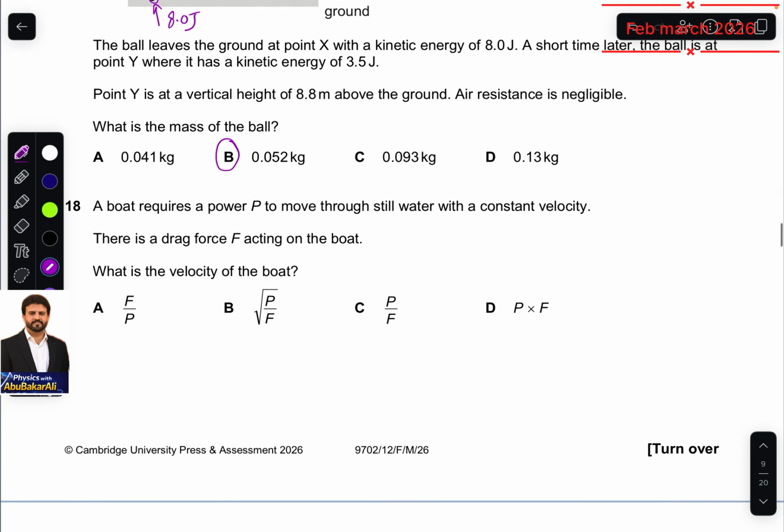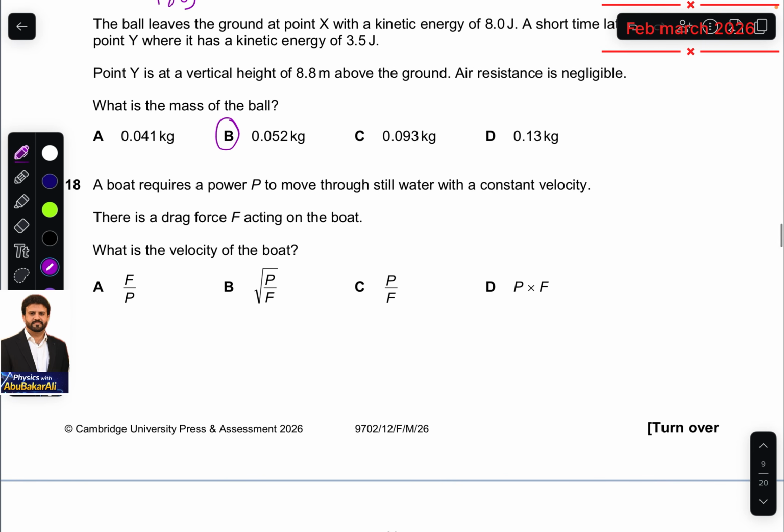Moving forward, question 18. A boat requires a power P to move through still water with a constant velocity. There's a drag force affecting it. What is the velocity? There is a simple relation: P is equal to F times V. So V is equal to P over F. So it's option C.